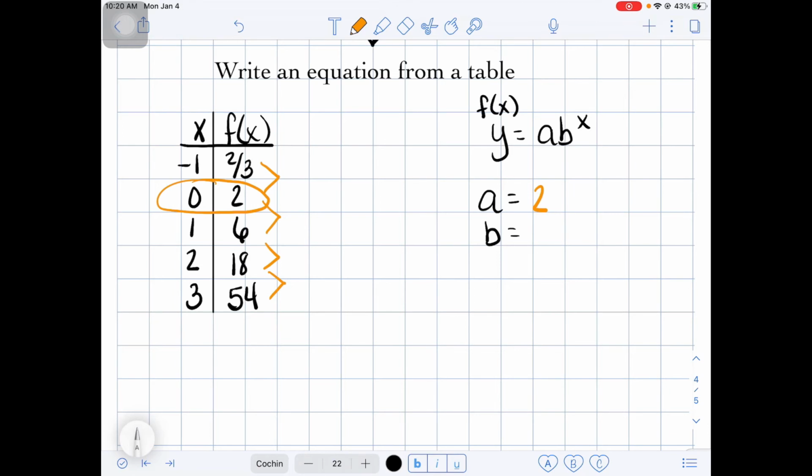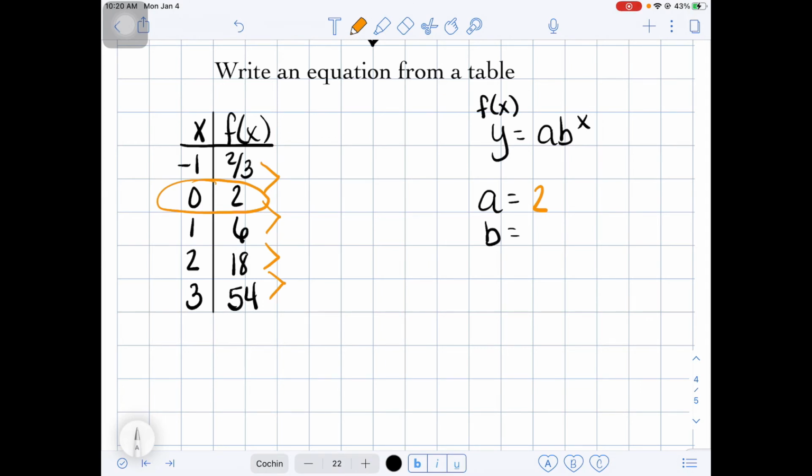What number do we use to multiply? Common ratio, or factor, growth factor, or decay factor, depending on whether it's growing or decaying. Well, we can see that as the x values get bigger, -1, 0, 1, 2, 3, the outputs 2/3 to 2 to 6 are getting bigger. So we know this is growing.